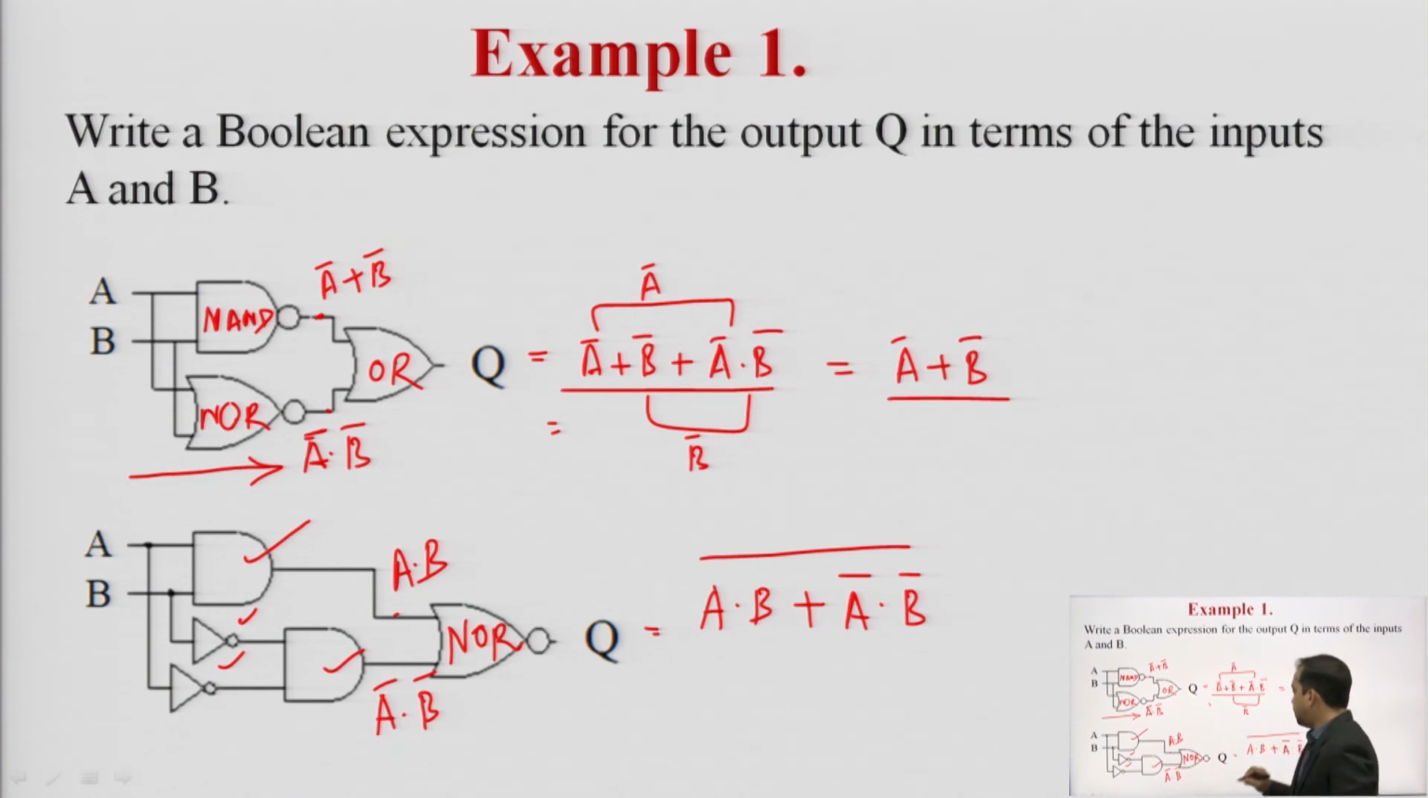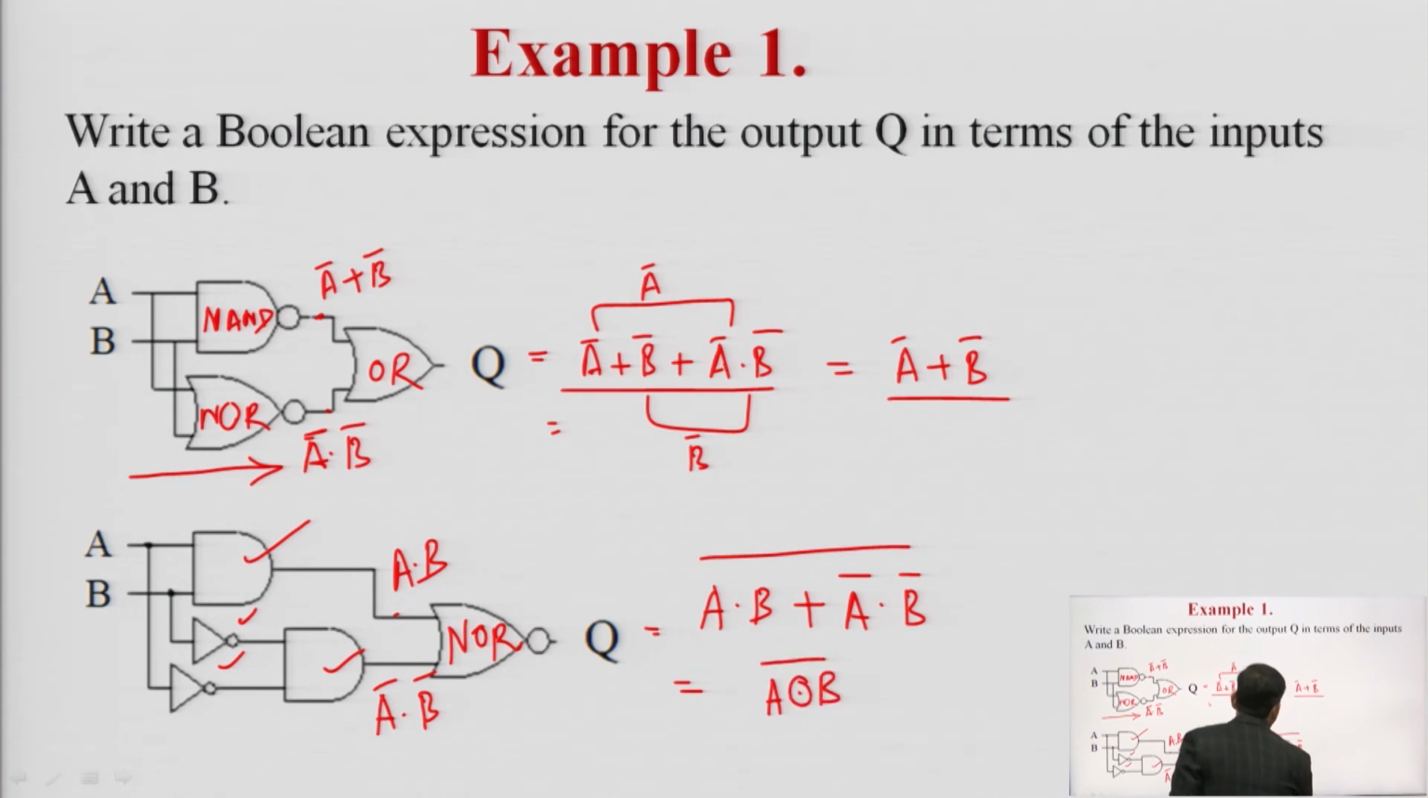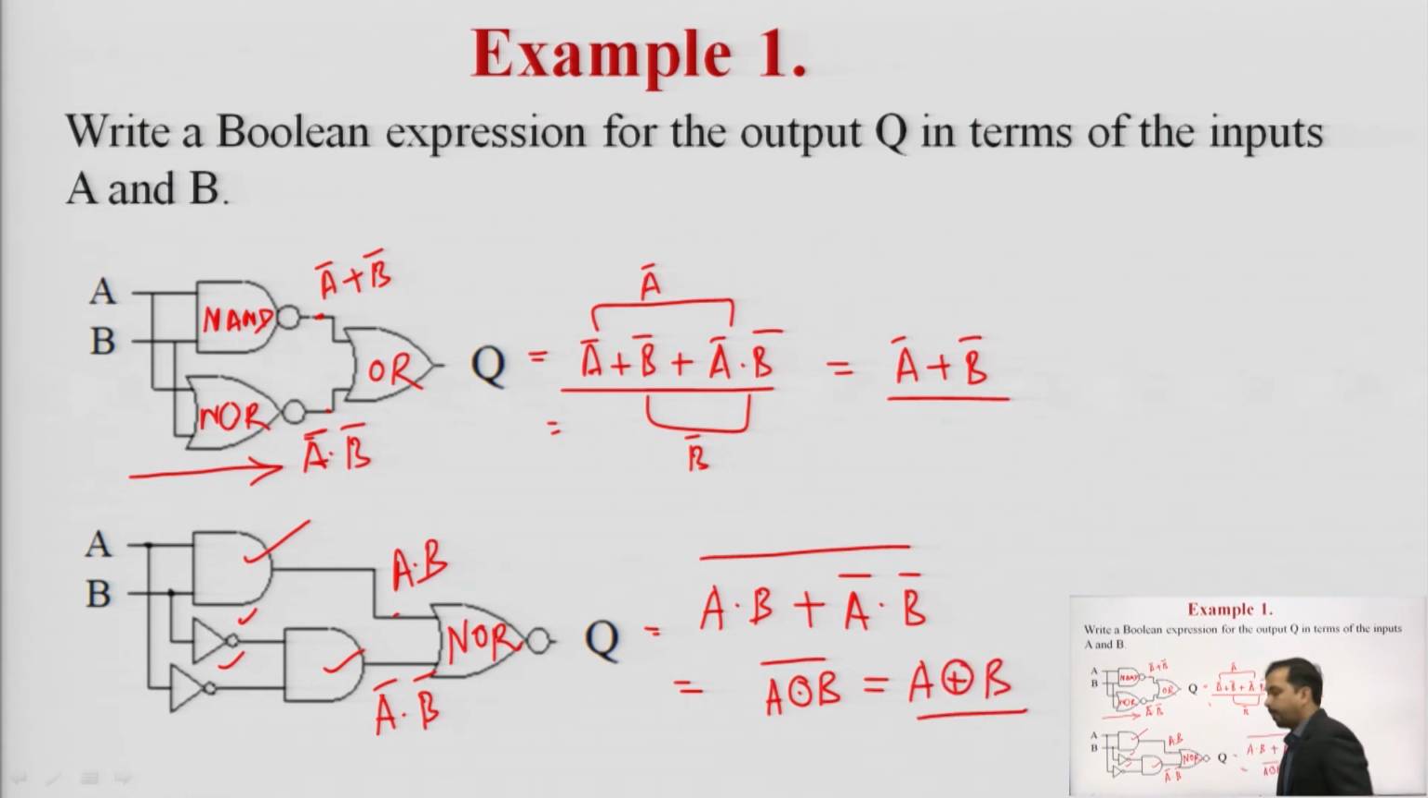So clearly this relationship, A dot B plus A bar dot B bar, is equivalent to A XNOR B, and the whole bar of that is equivalent to A XOR B. So this is the output for this particular circuit.